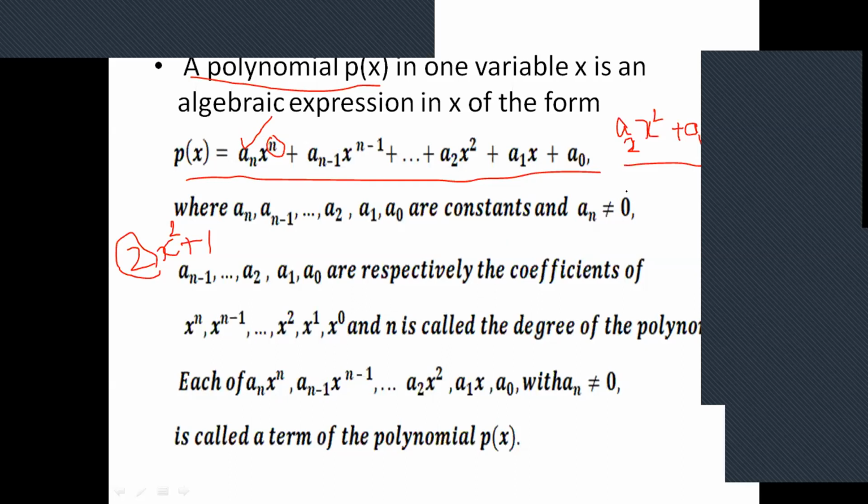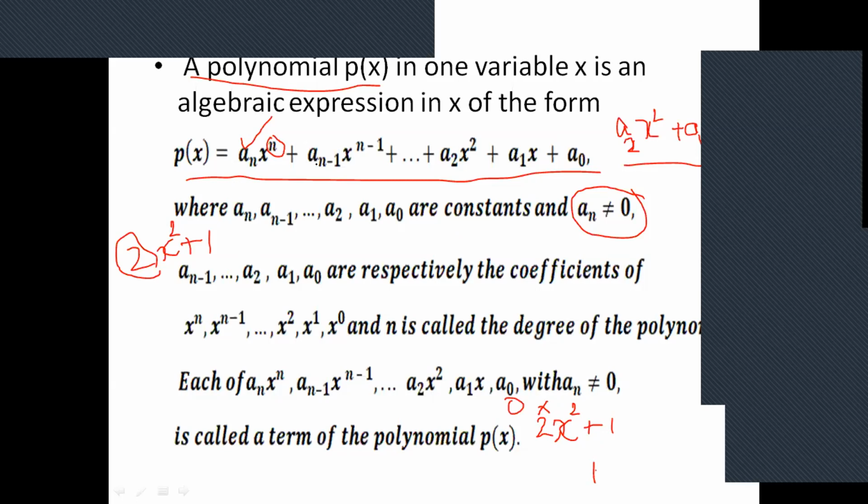And here a very important point to be noted is that an is not equal to 0. Now why an is not equal to 0? The reason is here very important. Now I have given you the example 2x square plus 1. So 2x square, I want a quadratic polynomial. If instead of taking this 2, I take here 0, does this remain a quadratic polynomial? No, because 0 into x square will be 0, and I'll remain only with 1. So it won't remain as a quadratic polynomial.